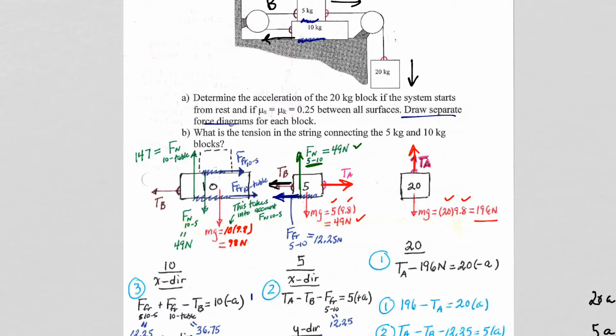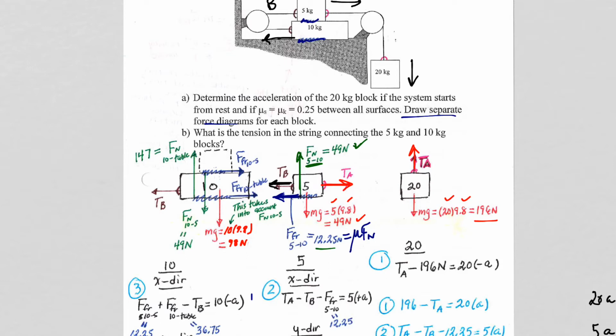Since we know that friction is mu times the force normal, we can also automatically get the frictional force, mu times the force normal, where we know the force normal is 49. So when we do 49 times 0.25, we get our 12.25, which is shown here. And that is it for the 5 kilogram block. That's all we can do. So we have 2 out of the 3 done.